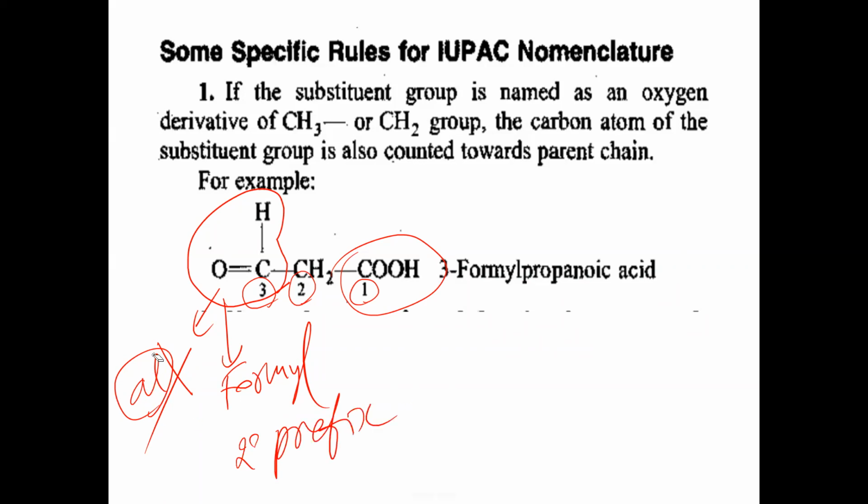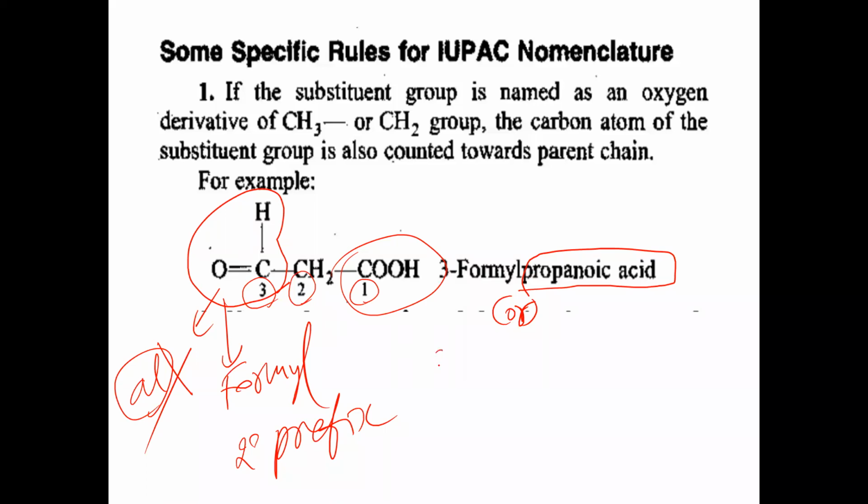AL is actually a secondary suffix name. But we have to say only 3-formyl here. Numbering is given as 3. So 3 carbon atoms means propane. Propanoic acid is the parent compound here. In this propanoic acid, the third position has what? Formyl. If this carbon is CHO, CO is there actually. The third carbon is the carbonyl carbon. Here this C double bond O is there, like ketone.